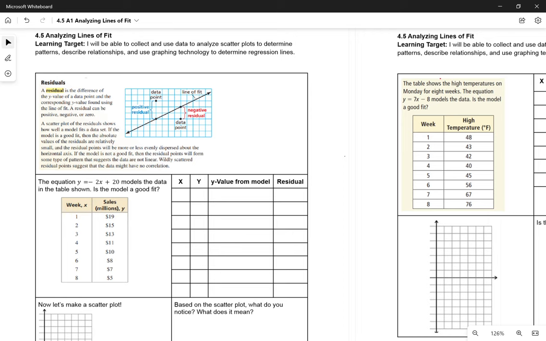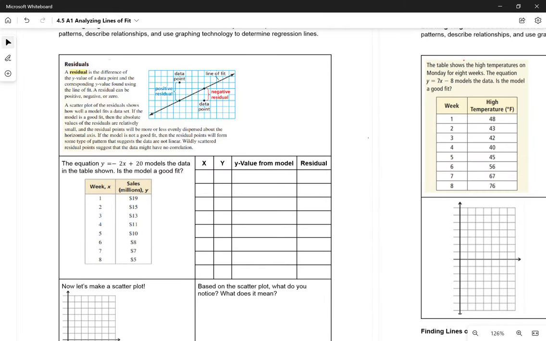If it's a good fit, the absolute values of the residuals are relatively small, and the residual points will be more likely evenly dispersed about the horizontal axis. So it should be closer to a horizontal line or closer to the x-axis. If the model's not a good fit, the residual points will form some kind of pattern that suggests the data points are not linear. Wildly scattered residual points suggest that the data might have no correlation. So we're going to be able to look at the residuals here in a moment.